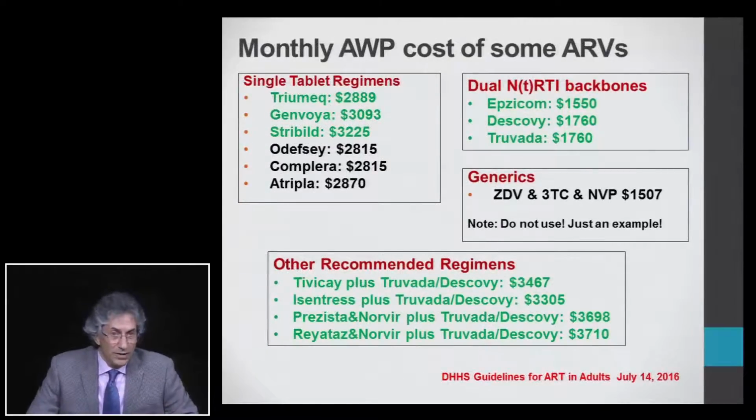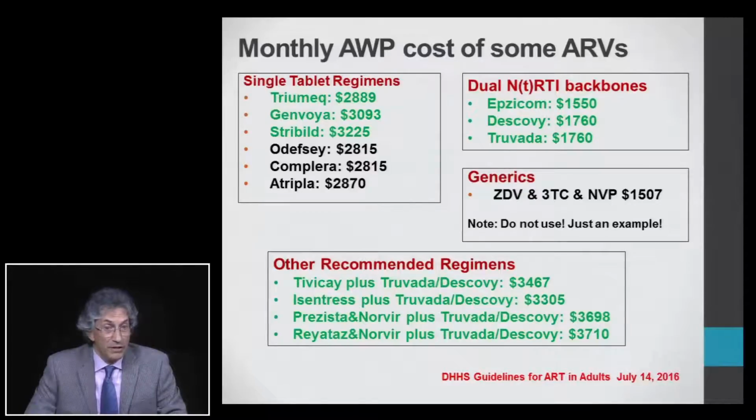What do these things cost? In the U.S., the sticker price of most of these regimens is $3,000 a month or more. Like buying a car, almost no one is paying the sticker price. But these are the average wholesale prices as listed in July in the DHHS guidelines. You'll see Triumeq is the least expensive, and Genvoya, the other single tablet regimen, is close to that. So these are the two that are competing with each other as single tablet regimens.